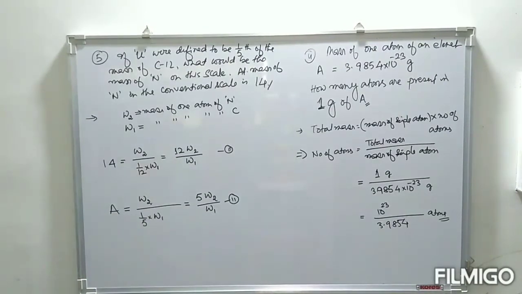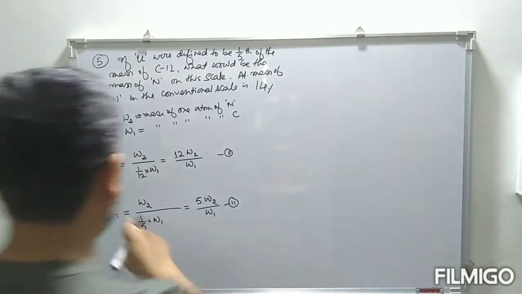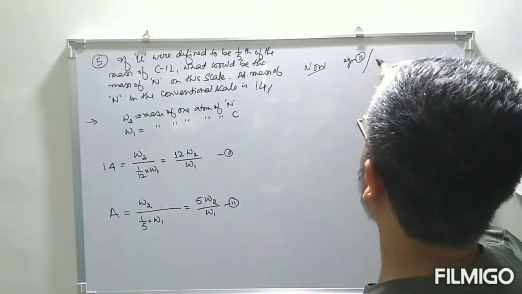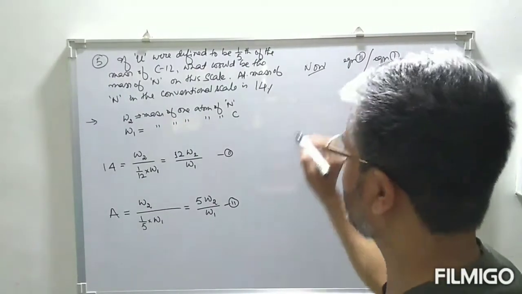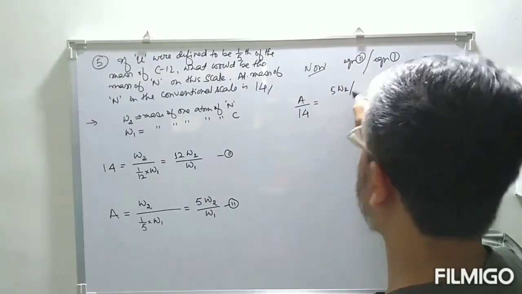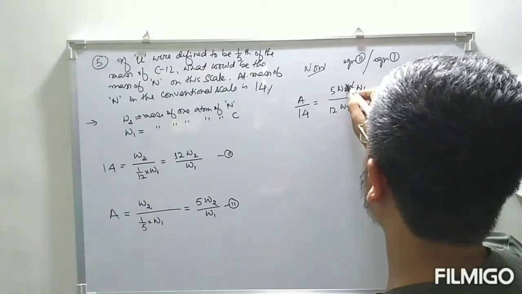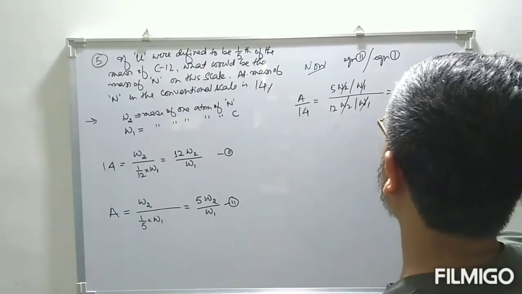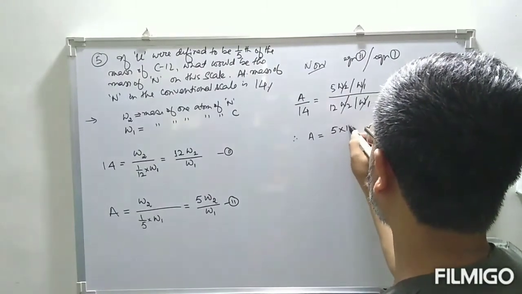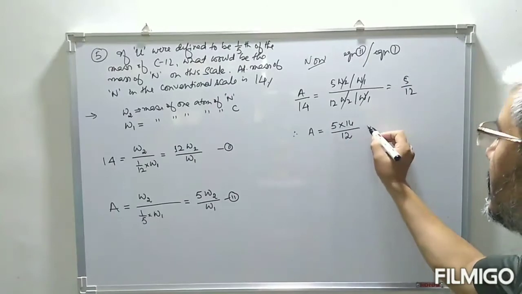Now take this ratio. So taking the ratio of these two, equation 2 divided by equation 1, we take A divided by 14 is equal to 5 W2 divided by W1, divided by 12 W2 by W1. So W2 by W1 cancels to 1. So this is 5 by 12. So therefore A is equal to 5 into 14 divided by 12. So this is approximately 5 point something.